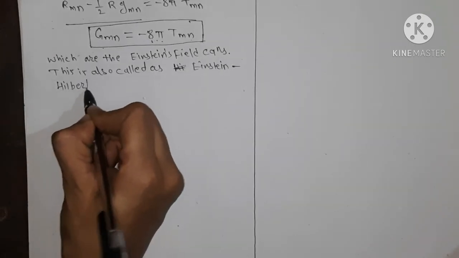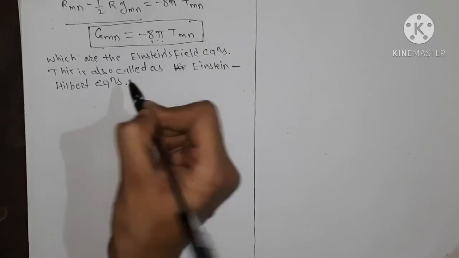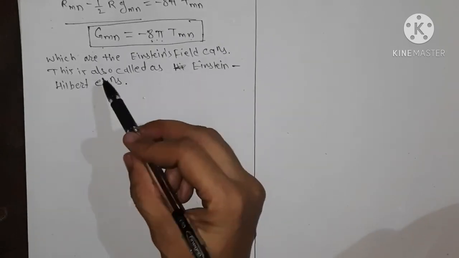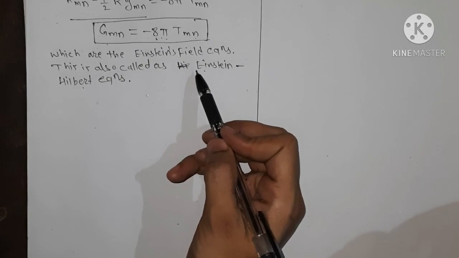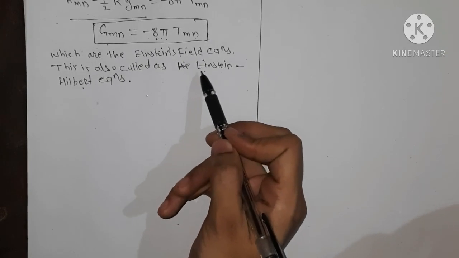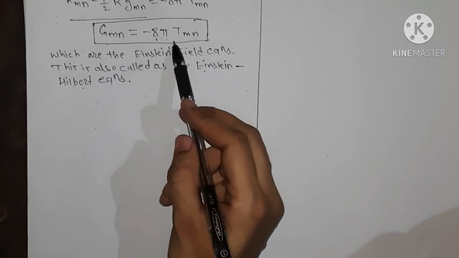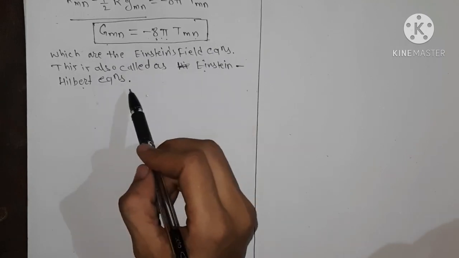Einstein-Hilbert equations. This is because Hilbert studied the papers of Einstein and he gave a contribution in deriving the Einstein field equation. Therefore, this is also called the Einstein-Hilbert equation.